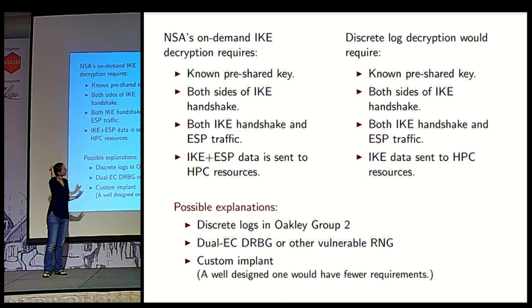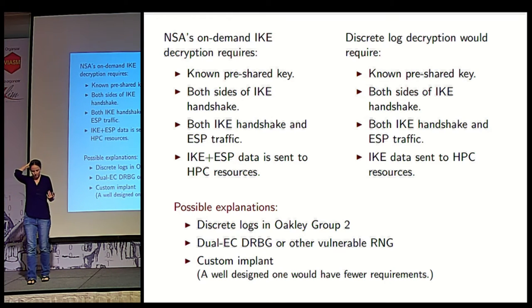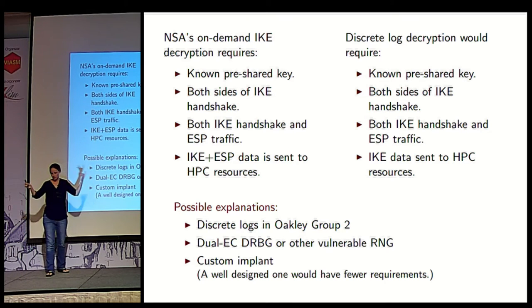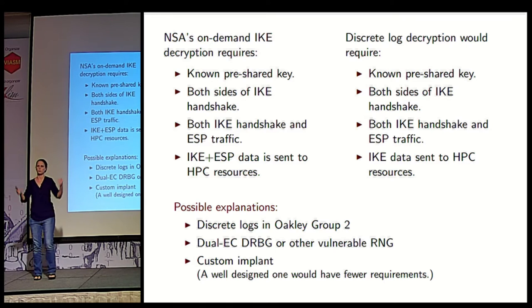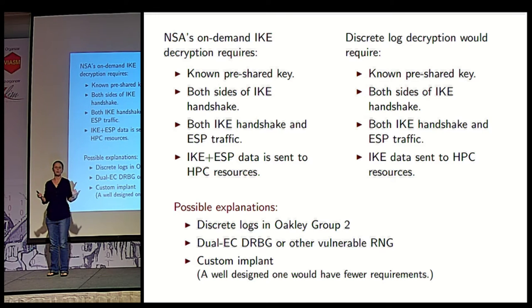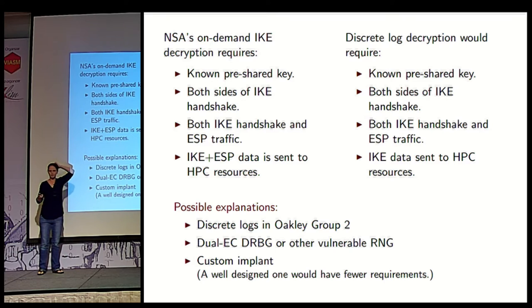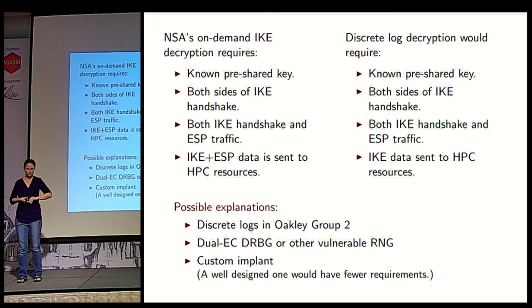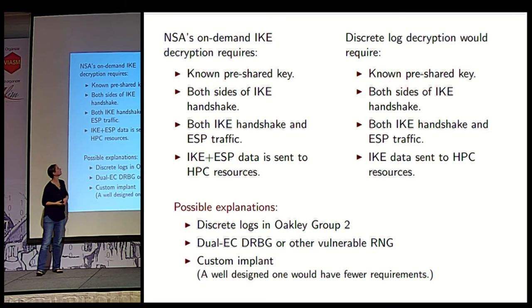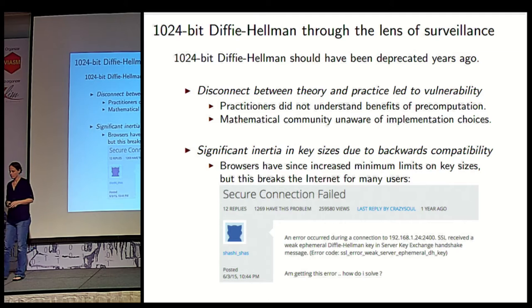I'm going to skip through these. The summary is that there are a few different technical explanations for what might be going on. One of them is that computing a 1024-bit discrete log is possible, and the requirements for doing decryption via 1024-bit discrete log computation match up very well with the requirements that they state for decryption. There are a few other options, like the Dual EC DRBG or some other random number generator vulnerabilities. This can't all be custom backdoors, because you would make decryption a little bit easier on yourself if you were doing that.